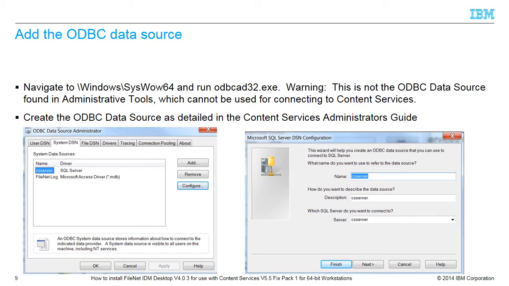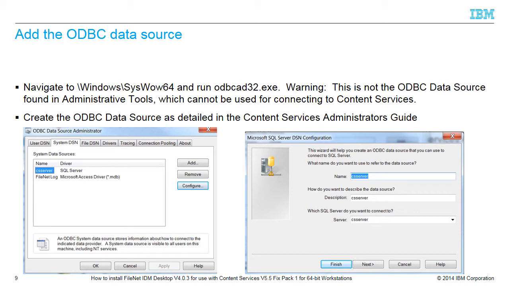Add the ODBC data source. Microsoft places the 32-bit version of ODBC in the syswow64 directory. This is the one that needs to be used. Integrated Document Manager does not support the 64-bit version found in the /system32 directory, and you are not able to connect to Content Services if you use this version. If you have connectivity issues, check this.